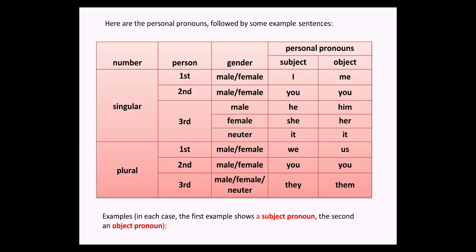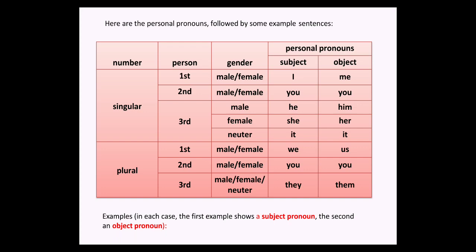And now we will talk about personal pronouns. Here are the personal pronouns followed by some example sentences. Please pay your attention to the number. So there are 2 numbers, singular and plural. Person: first person, second person, and third person for singular, and first person, second person, third person for plural.